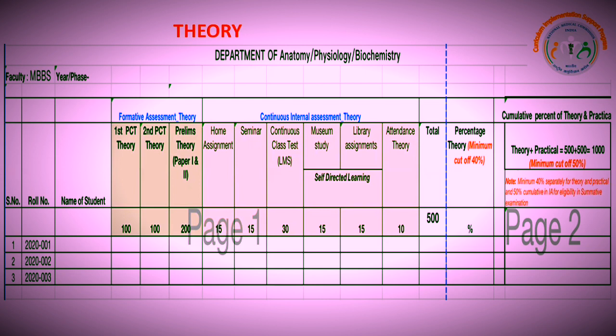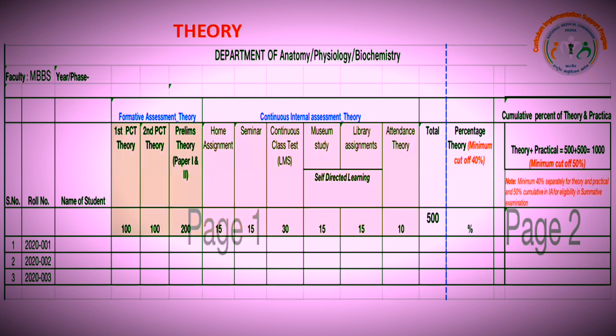Class tests we are taking in the form of MCQs. Every department has a different way of assessing. See, if you compare this, now this is separate for theory, separate for practical. So your continuous class test will be dealing with the topics of theory. Dissection, vivas, etc. will not be there. Only the theory part will be tested here.